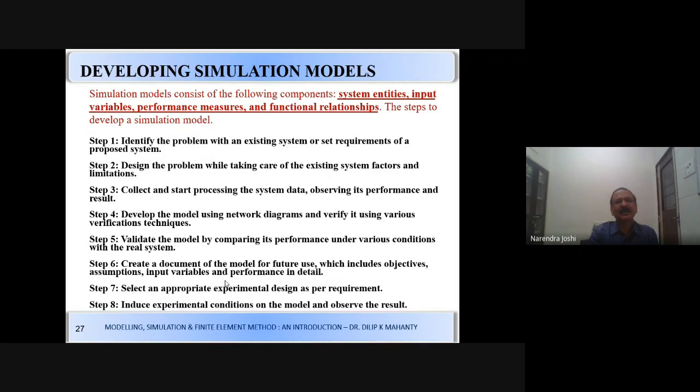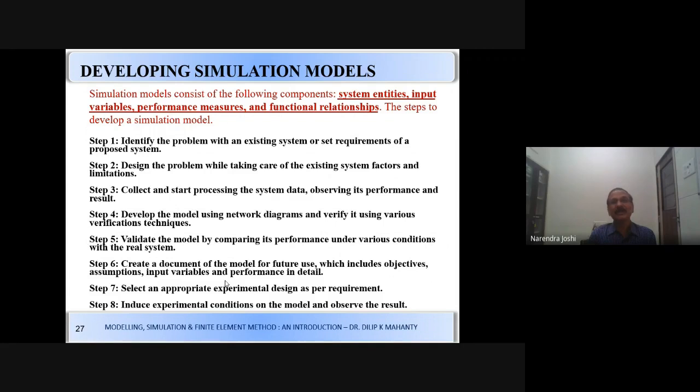Developing a simulation model: system entities are input variables, performance measures, and functional measures. Basically, they are all connected. In step 1, we try to identify the problem with an existing system or the set of requirements of a proposed system. Step 2 is to design the problem, taking care of the existing system's factors and limitations. The next step is to collect and start processing the system data, observing its performance and results.